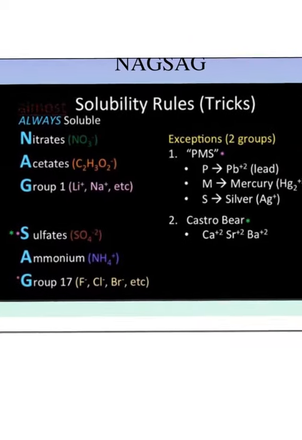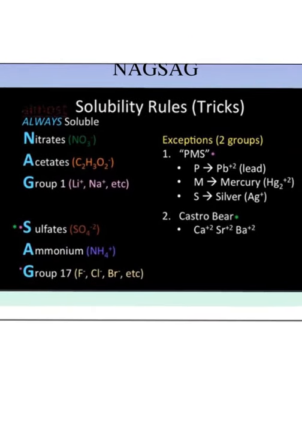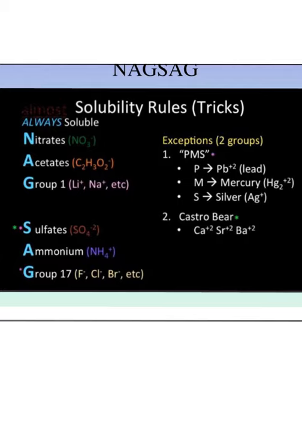Here's some tricks for you to remember the solubility rules. It's NAG, SAG, so always soluble, no exceptions: nitrates, acetates, and group 1, lithium, sodium, potassium. And then sulfates, ammonium, and group 17 are mostly soluble. There are a couple exceptions, so you'll see in pink we have some exceptions for sulfates in group 17. The exception is PMS, so lead, mercury, and silver. PMS, if those are with any of the sulfates, they are insoluble, meaning they won't dissolve, or group 17, they are insoluble.